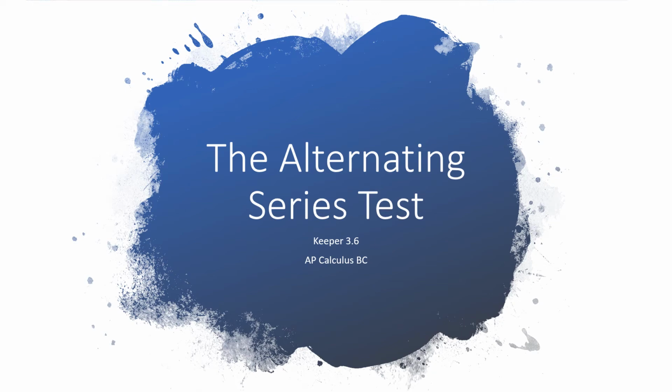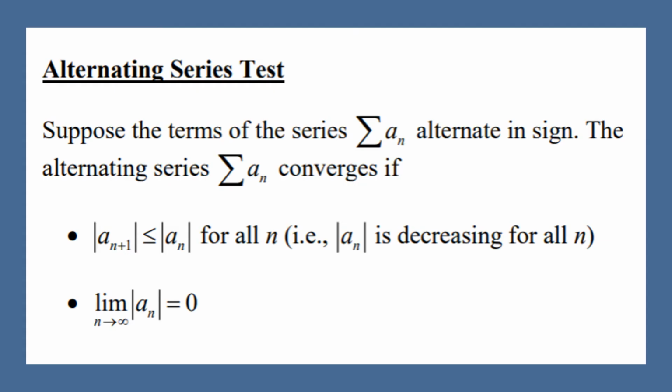Keeper 3.6, the alternating series test. All right, so the alternating series test you basically use when you have a sign that's going back and forth, so like plus, minus, or minus, plus, minus, plus. Your alternating series will definitely converge as long as the limit equals 0 and as long as it's decreasing. And remember, decreasing not for the entire function, but decreasing over time.